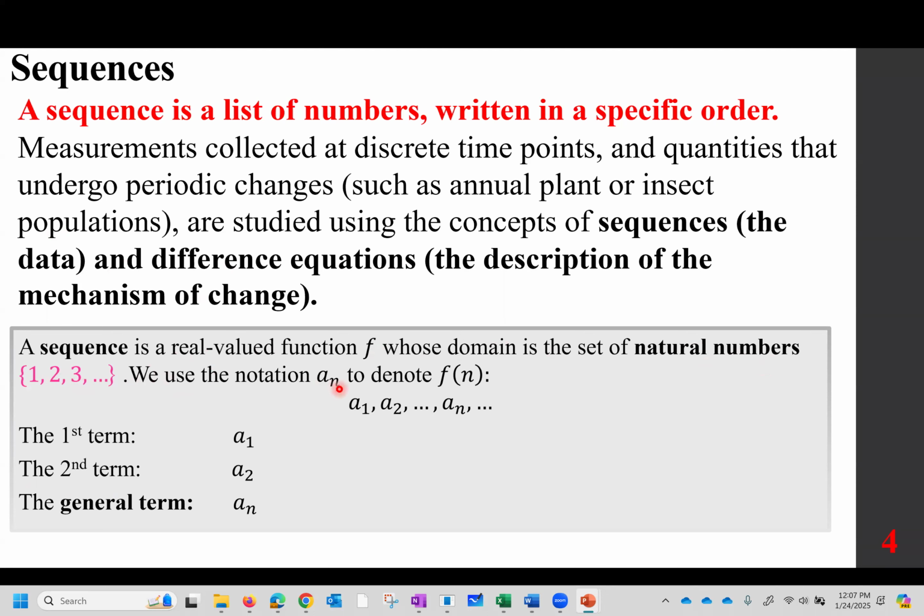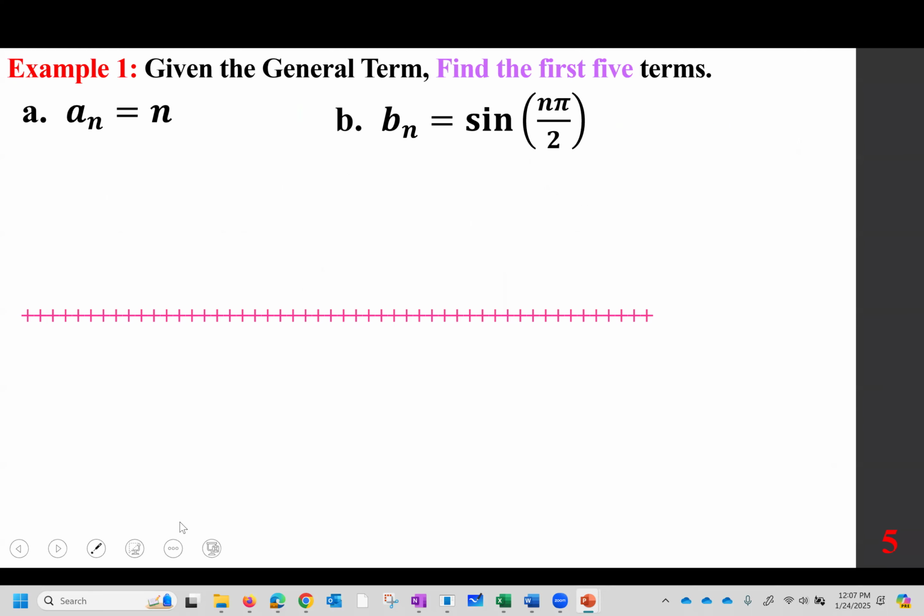We use the notation a sub n to denote f of n. So the first term is a sub 1, the second one is a sub 2, so on and so forth. And the general term is a sub n. Let's look at some examples.